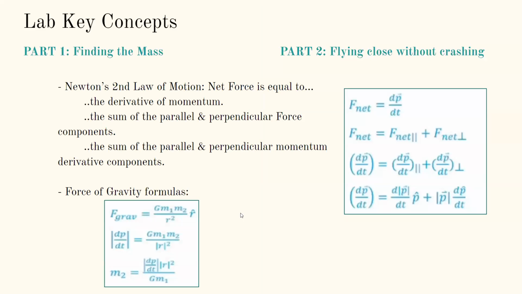So the key concepts for this were basically the same for both part 1 and part 2. I just had to acknowledge Newton's second law of motion, which explains the relationships between the net interaction between systems and surroundings, along with the changes in momentum of the system. I also had to look at the force of gravity formula, which says that the force of gravity is equal to big G times both masses over r squared times r hat.